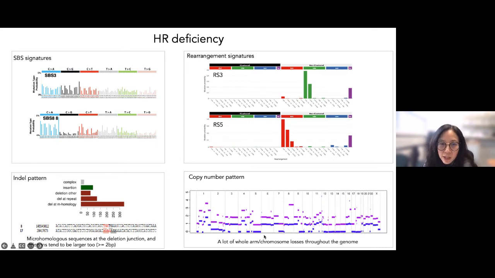So that's a lot. There's many, many chromosomes where there's whole arms or whole chromosomes that are completely lost. This is really classical of BRCA deficient cancers. And so this is a sort of a loss of heterozygosity throughout the genome. So if you have these patterns together, it really is a sign of BRCA1 or BRCA2 deficiency.